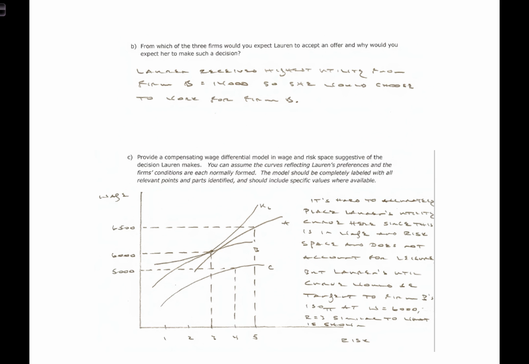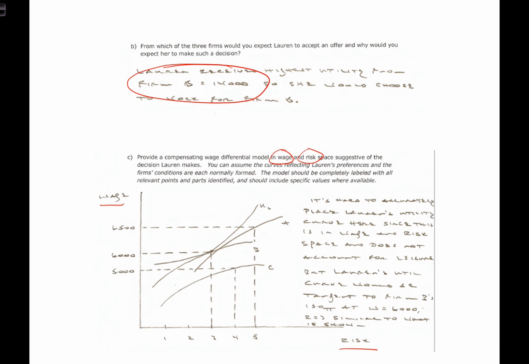So the next question here is from which of the firms would you expect Lauren to accept an offer? Well, she's going to accept an offer at the firm that gives her the greatest utility. We already identified that was firm B. And here we've asked you to give us a graphic model of this in wage and risk space. So wage and risk space. Well, there's another space available here, and that is leisure space. But that would create a 3-dimensional model. I haven't asked you to consider 3 dimensions, so I just want you to consider these 2.